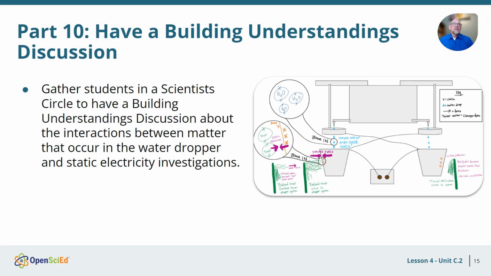Another key moment occurs in Sense-Making Loop 2, Part 10, where the class conducts a building understandings discussion in a scientist circle. The purpose of this discussion is to establish an agreement on a way to represent force interactions in the system that can account for the empirical evidence we've collected. Listen for an understanding that forces cause objects to attract or repel, changing the distance between objects changes how strong the force is, and friction brings about a force somehow.